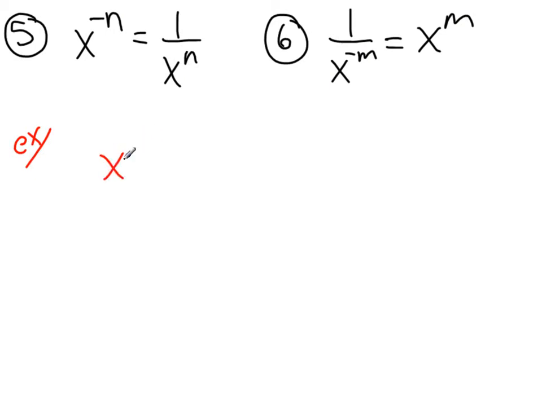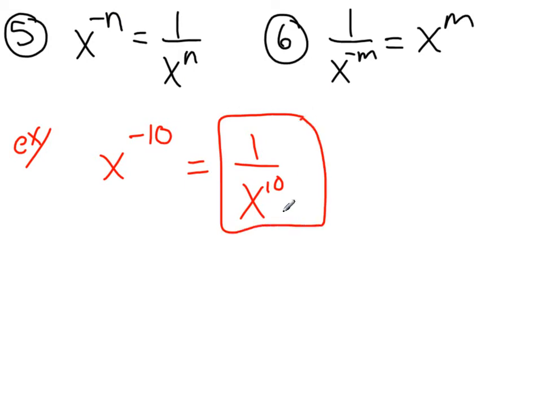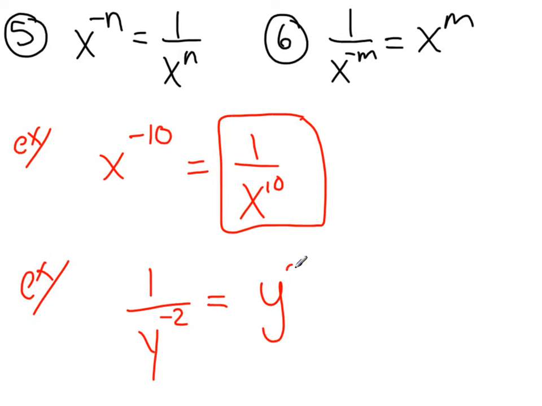So let's see a nice example in which we have to make the exponents positive. Let's say we have x to the negative 10th, and we want to make it positive. So we'll write that as 1 over x to the 10th. And this is the more correct way to write our answer. Same deal if we had a negative exponent in the bottom. Let's say 1 over y to the negative 2nd. We can make it positive by bringing it up top, and we'll have y squared.